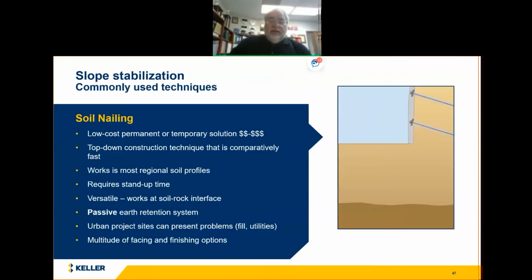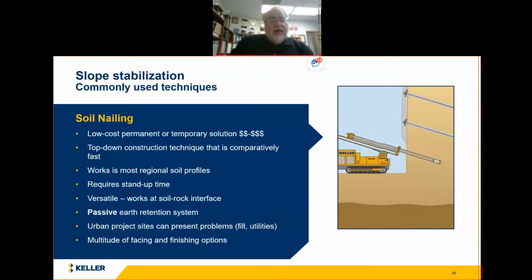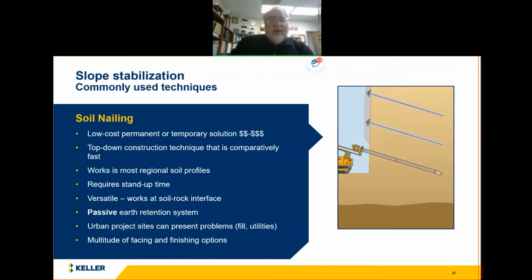Soil nailing. Soil nailing is one of my favorite applications. As I mentioned, I've been doing it since the mid to late 80s. It's a top-down technique. It's a low-cost solution where you basically dig down about 5 feet at a time. And the tallest soil nail wall I've done, I think, is 74 feet tall. That's really tall in Active, Mississippi. But you just keep on going.